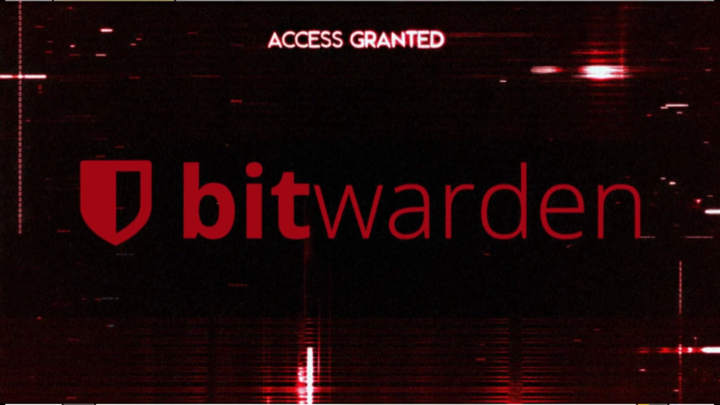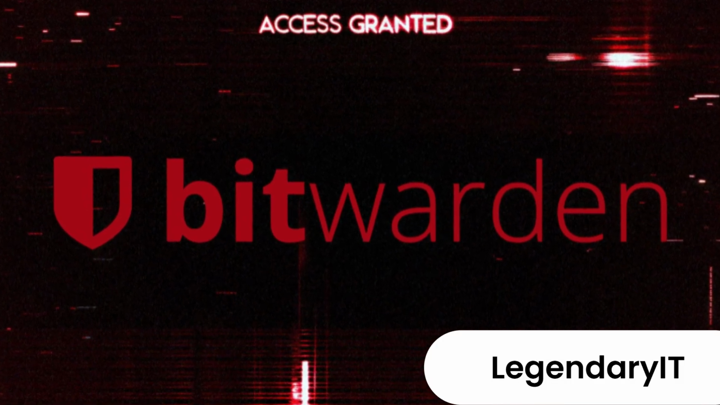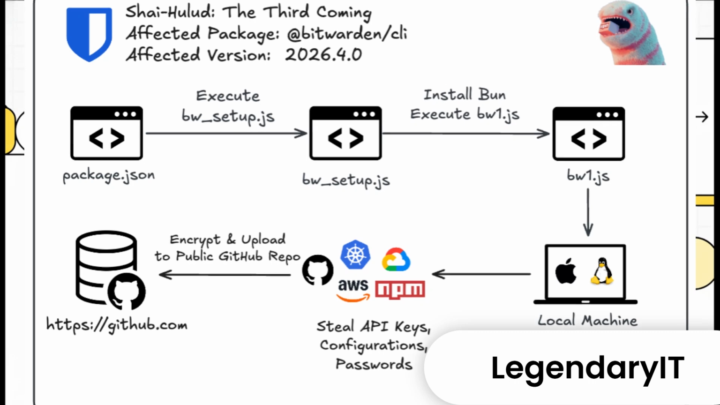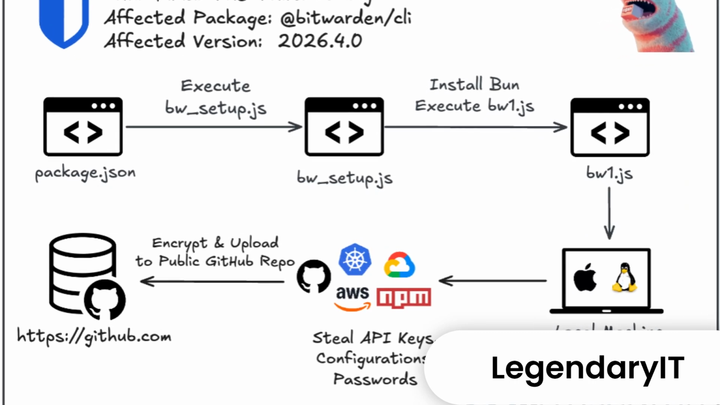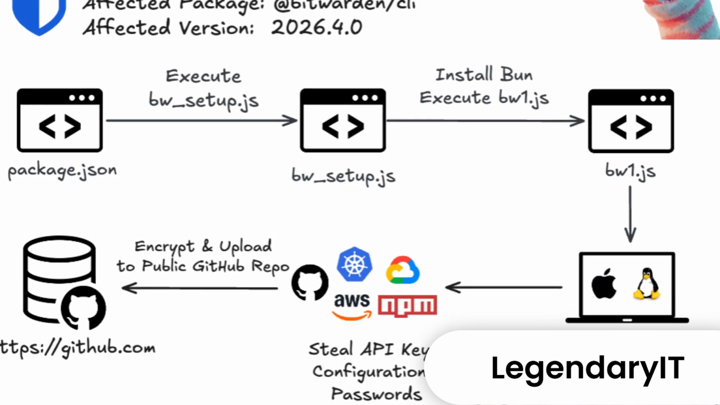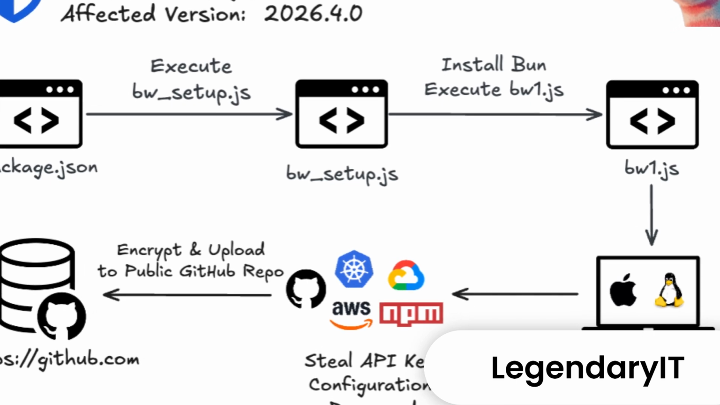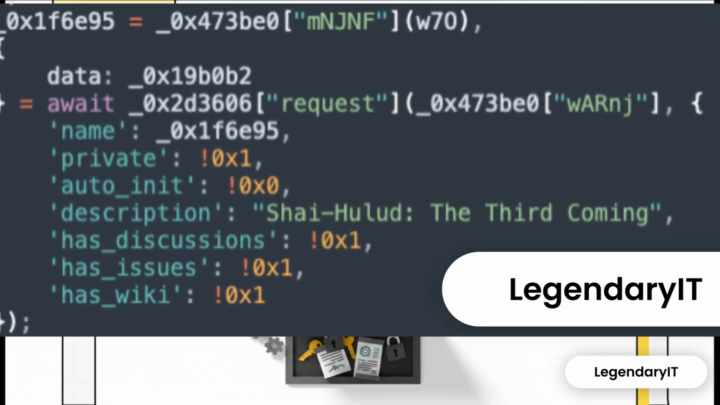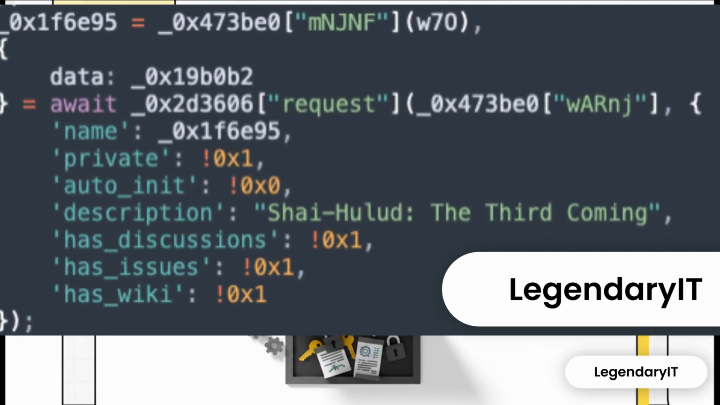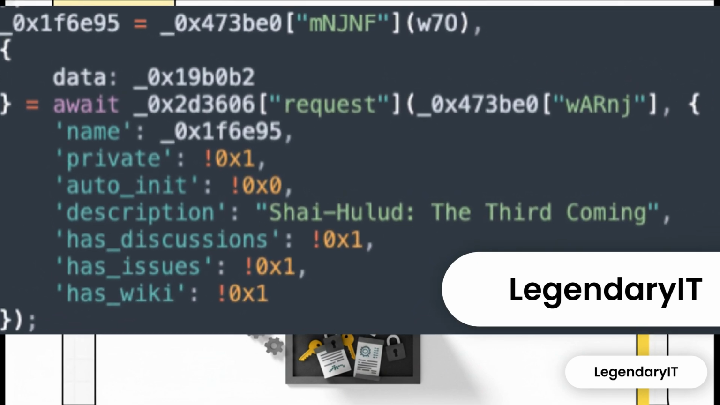Okay, picture this. You're a developer, you're in the zone, you go to install a command line tool you use every single day, something you trust completely. But what you don't know is that this time, hidden deep inside, there's a trap. A trap designed to steal your most valuable secrets before you even have a clue that anything is wrong. So today, we're gonna break down exactly how this happened.